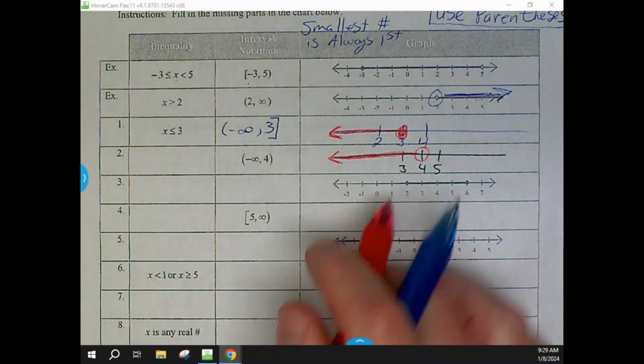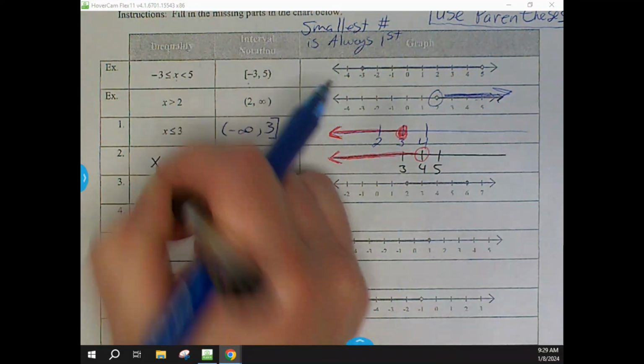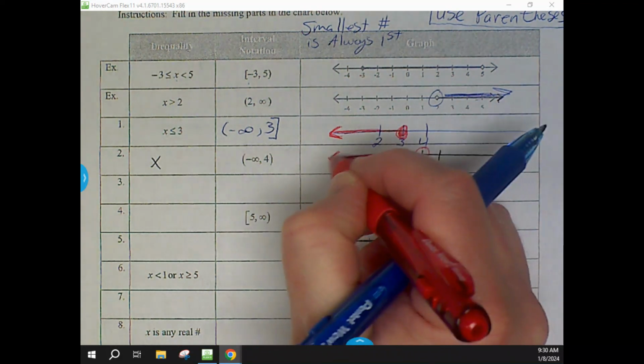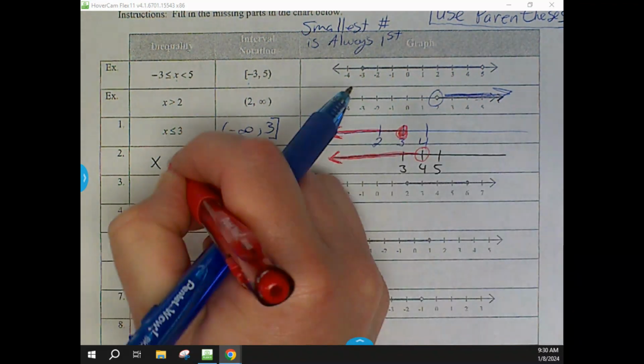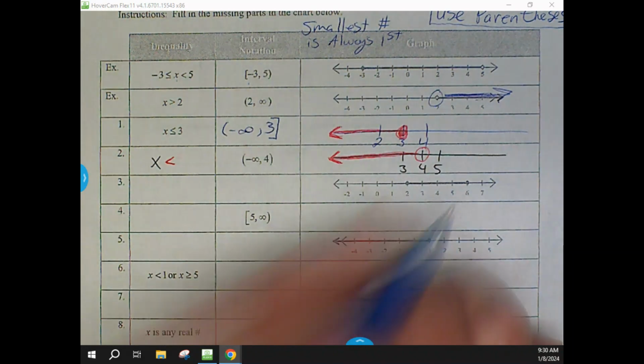Okay, and if that's our graph, put that in terms of inequality. That's going to be x. And again, notice the arrow is going this way. So this inequality has to match up to be the same thing. So that's x less than, and then just give me the number 4.